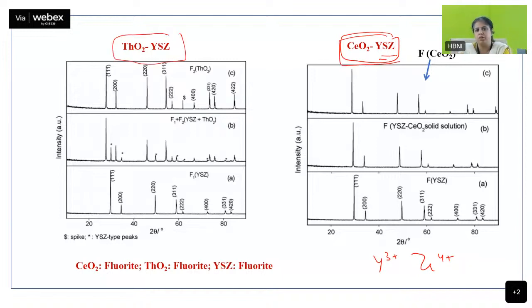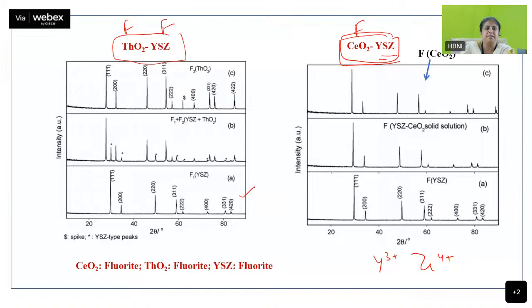All these compounds have got strategic importance, okay? And this crystal structure is fluoride type. Thoria is fluoride type, YSZ is fluoride type, ceria is fluoride type. And I tried to mix them in various ratios, but I'm showing only 3 patterns here.